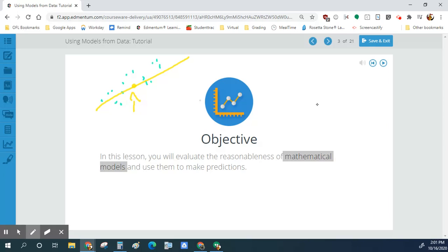So we've already kind of learned about using dots to figure out this line of best fit. So now we're going to see when it's reasonable to do that. And that's going to have to do with the strength of correlation.